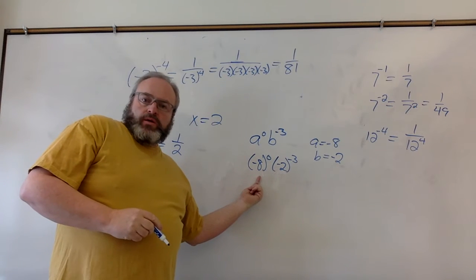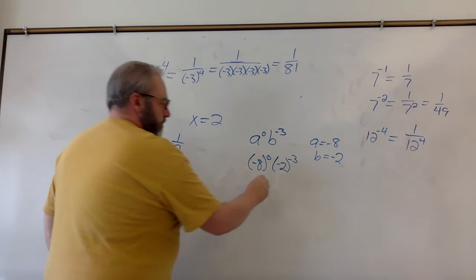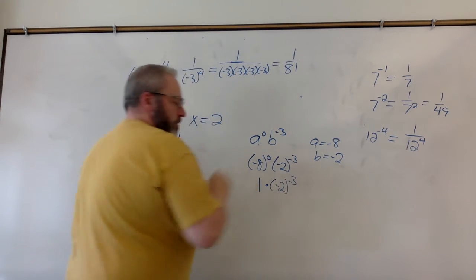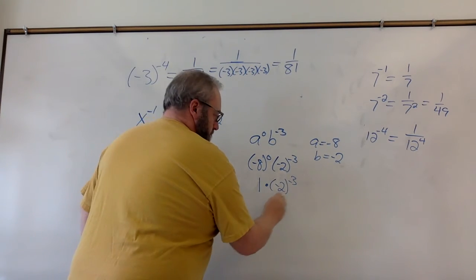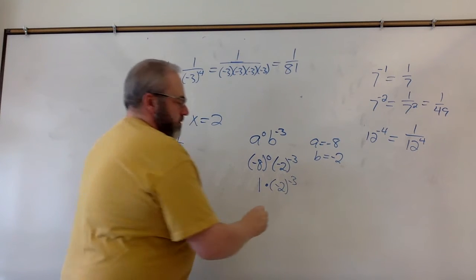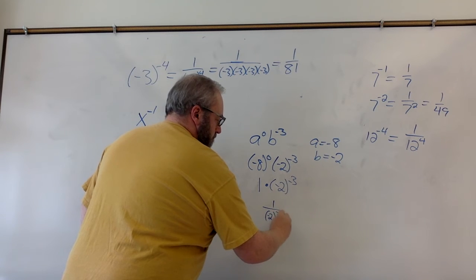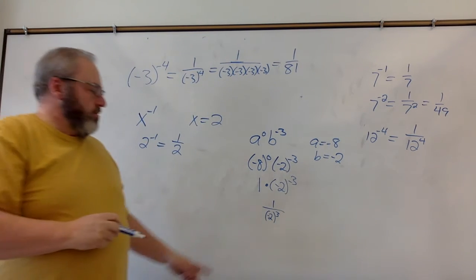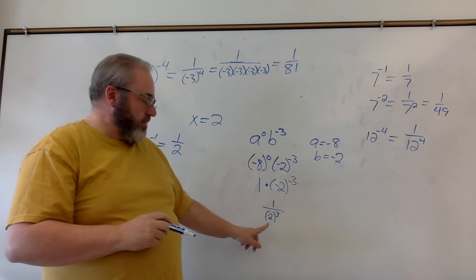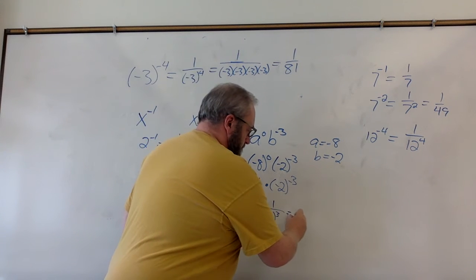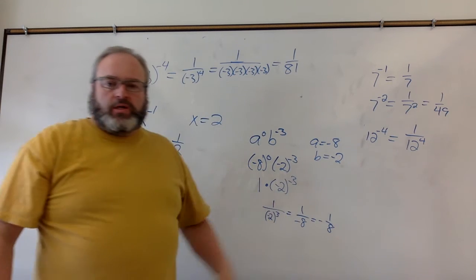Okay, so anything to the 0 power is 1. Now, the 1, multiply anything by 1, the 1 goes away. So this is negative 2 to the negative third power, which is 1 over negative 2 to the third power. So negative 2 times negative 2 is positive 4. Positive 4 times negative 2 is negative 8. So this is 1 over negative 8, which is the same as negative 1/8.